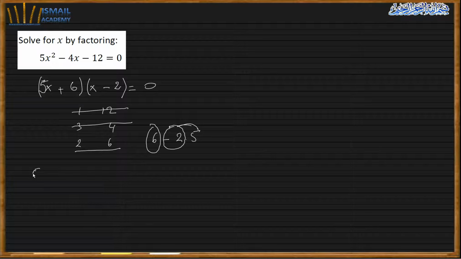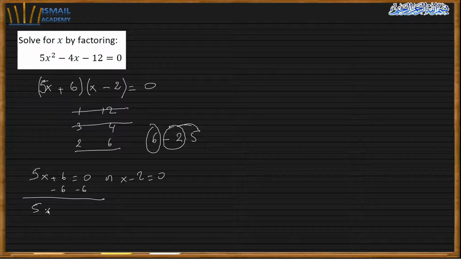So I will have 5x plus 6 equals 0, or x minus 2 equals 0. Here I will subtract 6 from both sides. I get 5x equals minus 6, divided by 5, then x equals minus 6 over 5. Here I add 2 to both sides, then I will have x equals 2. So either I will have x equals minus 6 over 5, or I will have x equals 2.